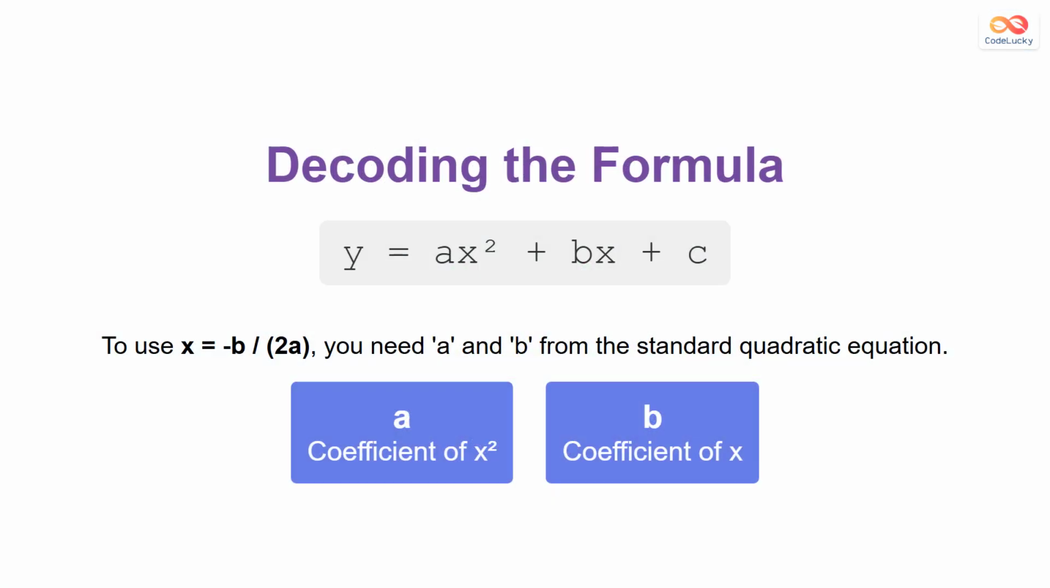To use our formula, we need to know what a and b represent. They come from the standard form of a quadratic equation, y equals ax squared plus bx plus c. The a is the number in front of the x squared term, and b is the number in front of the x term. We don't need c for this calculation.